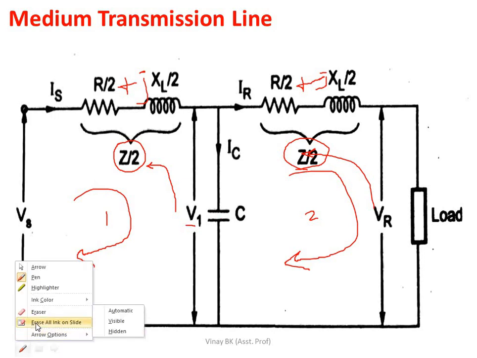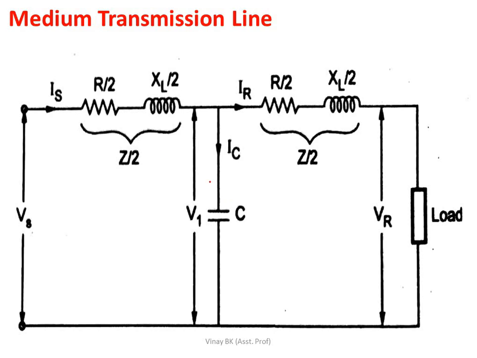So these two expressions, along with the one for Is. Is is given by applying KCL to this node. Is is given by IC plus IR. We are just applying KCL, so we get Is equals IC plus IR.